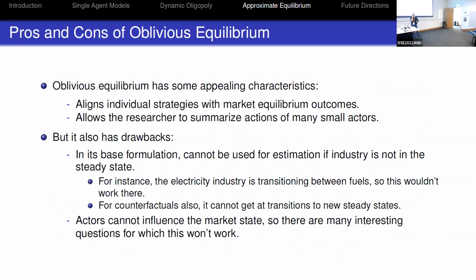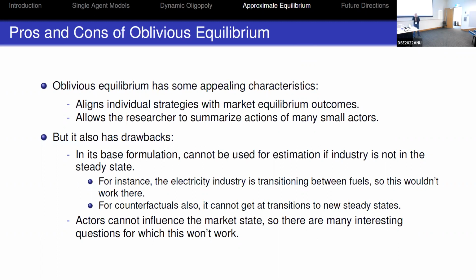Pros and cons. It has some really appealing characteristics. The first is that, in a very simple, very important sense, it aligns individual strategies with market outcomes, right? I expect what the industry will look like, I play against that, and that is what the industry looks like. That's sort of at the core of most of these equilibrium ideas. But it also allows me, the researcher, to summarize actions of many small players, right? Which could be attractive in certain economic contexts.